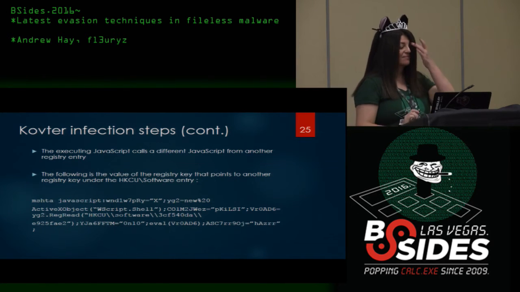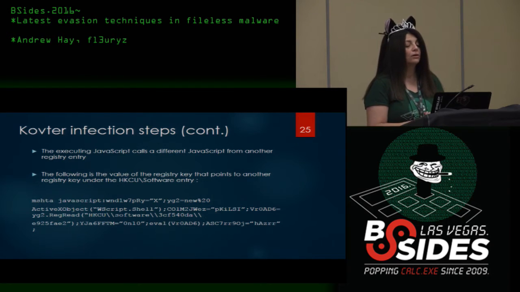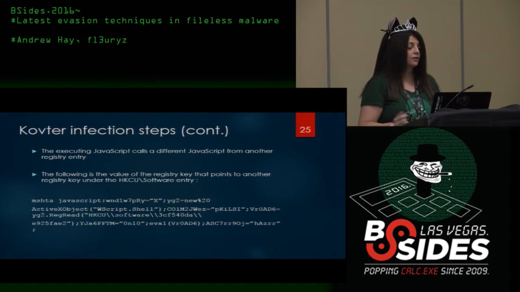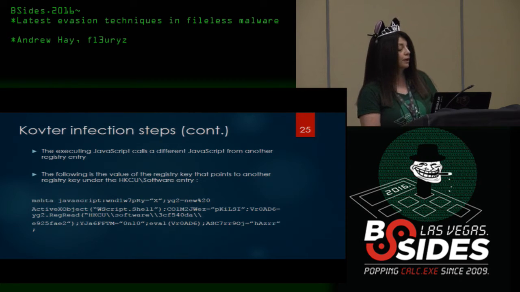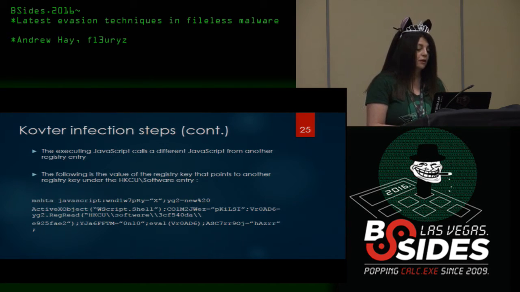All right. So that JavaScript will call a different JavaScript from another registry entry. So basically, it writes different registry entries to hop into different layers. The following is the value of a registry that points to another registry key, under this time the HKEY_CURRENT_USER software entry.